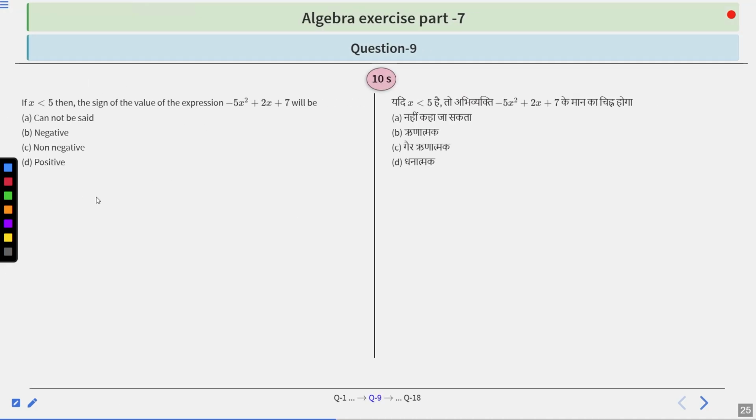Next, if x is less than 5, then the sign of the value of the expression minus 5x square plus 2x plus 7 will be. And the options are option A, cannot be said, option B, negative, option C, non-negative, and option D, positive. These are the options. I'm giving you 10 seconds to find out the correct answer. After that, I will do the solution for you.